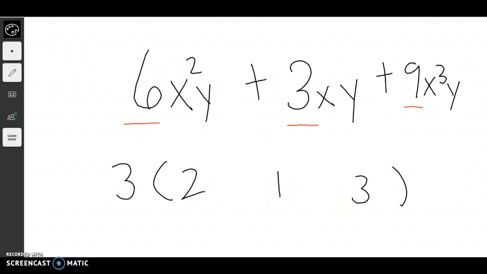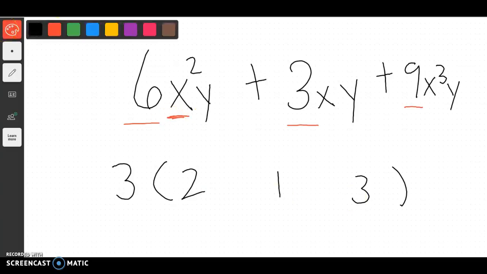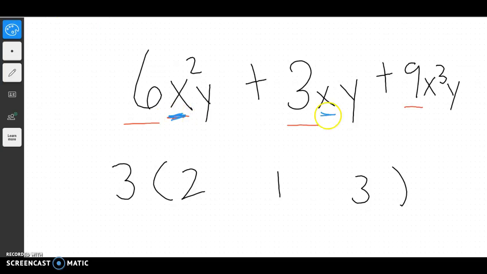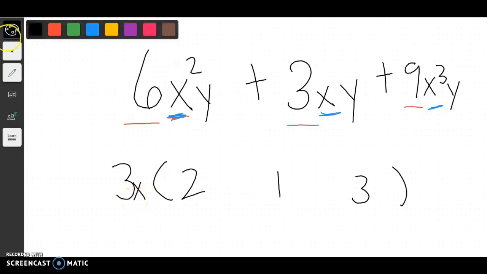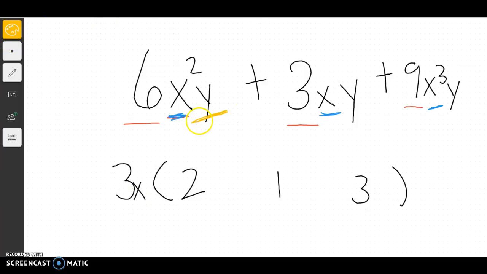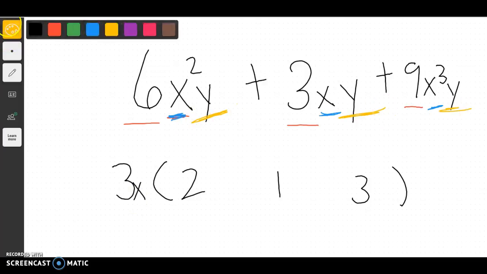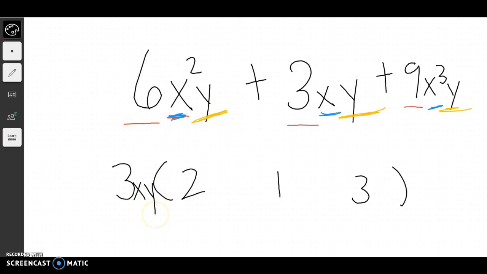Now I'm going to look at their variables. The first one I look at is x. Let's choose a different color. Look at x. I can see that the lowest number of x's I can get is 1, so they definitely multiplied everything by a single x. Now I do the same thing with y. Everything's multiplied by a y, so that's my other thing that comes out.